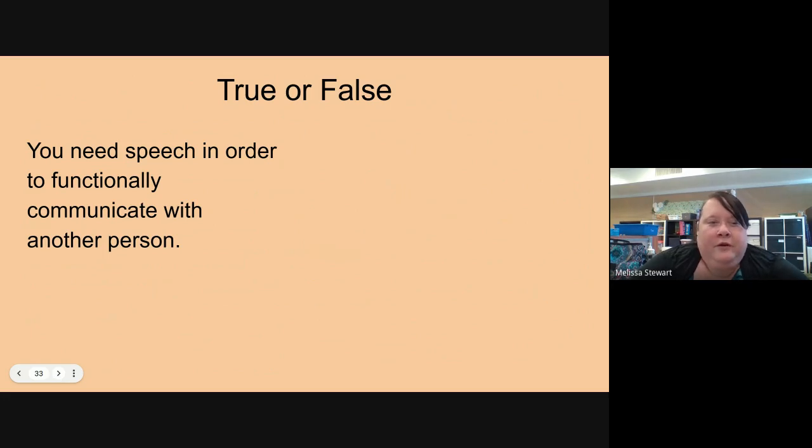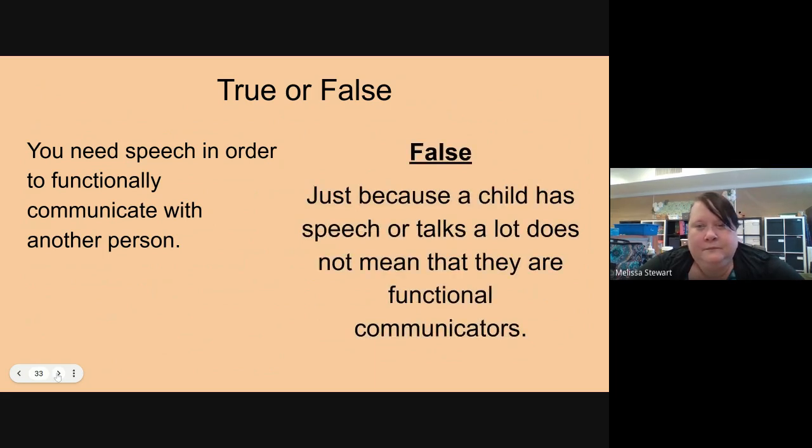True or false? You need speech in order to functionally communicate with another person. And of course, if I direct you back to watch the video, that is false. Just because a child has speech or talks a lot does not mean that they are functional communicators. And just because a child does not have speech, they may be very good functional communicators.